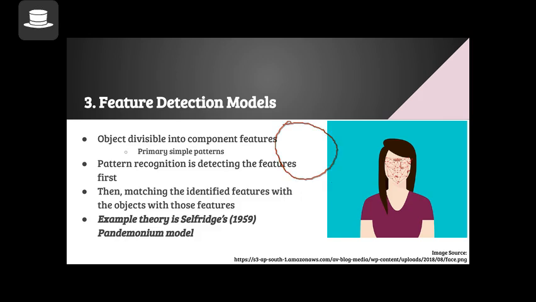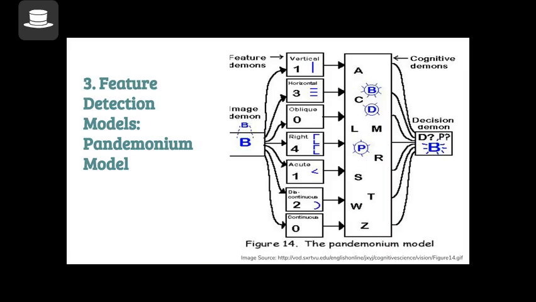One example of this model is Selfridge's theory of pandemonium, or the pandemonium model. Now, the word pandemonium here is used to dramatize what might be happening in our mind when we detect an object. I'm going to give a brief description of it. Again, you can look at this one in the textbook. But according to this model, there are four different kinds of demons. A demon is nothing but a mental process. So you have image demons, feature demons, cognitive demons, and decision demons. So these demons are different processes.